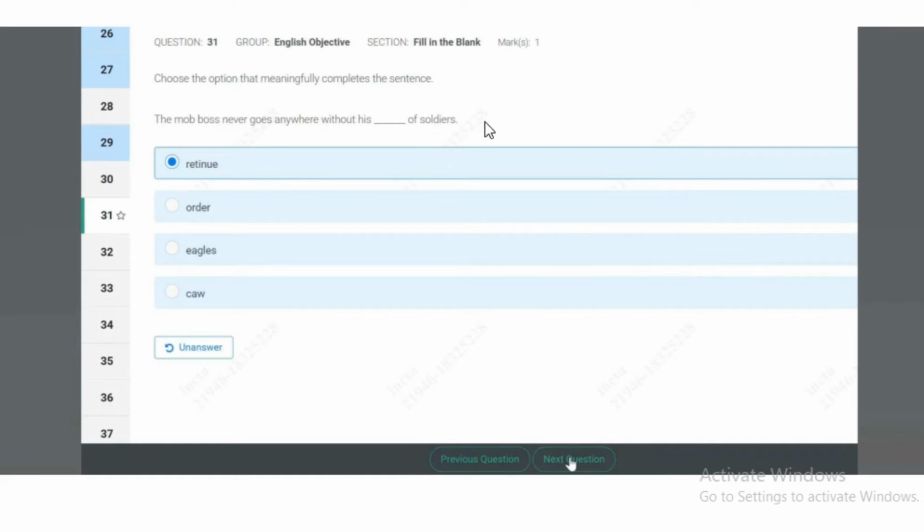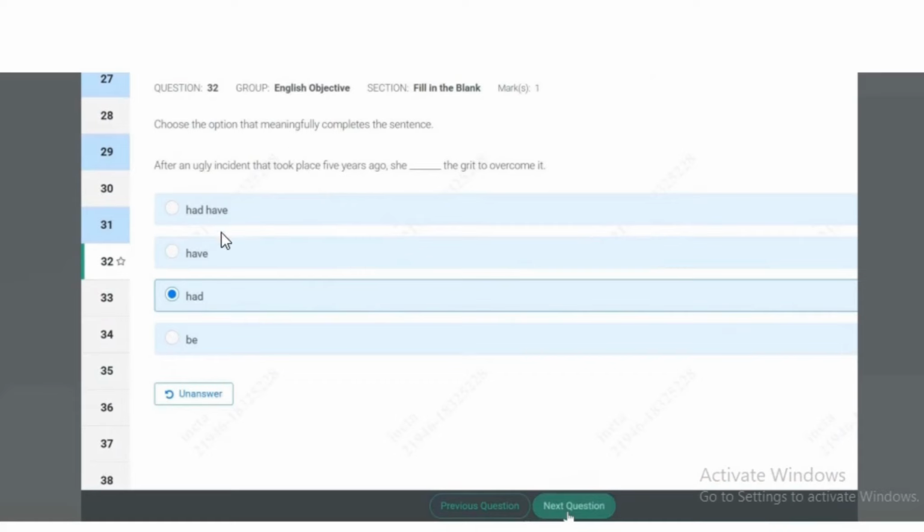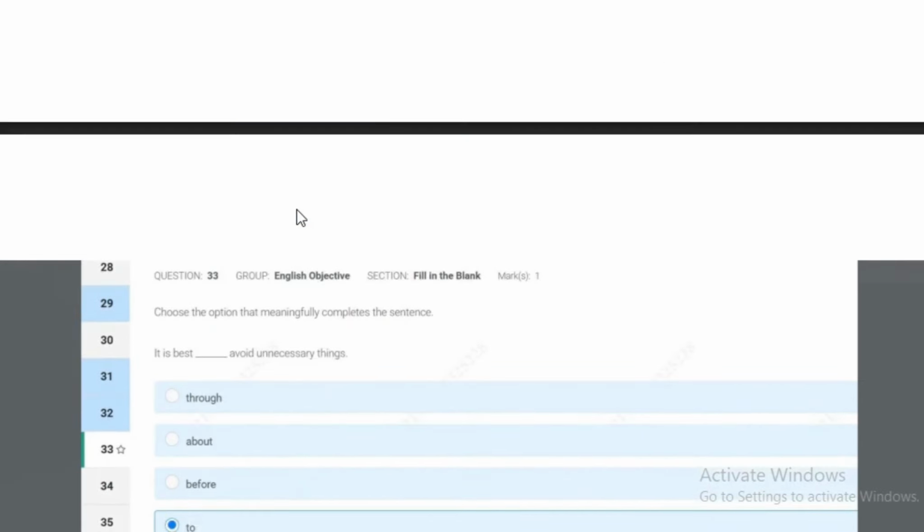So next one is English objectives. So first section is filling the blanks. The first question means, the mob boss never goes anywhere without his dash of soldiers. So the option 1 fits in this blank. And also second question, after an ugly incident that took place 5 years ago, she dashed the grit to overcome it. So the answer is the third one.